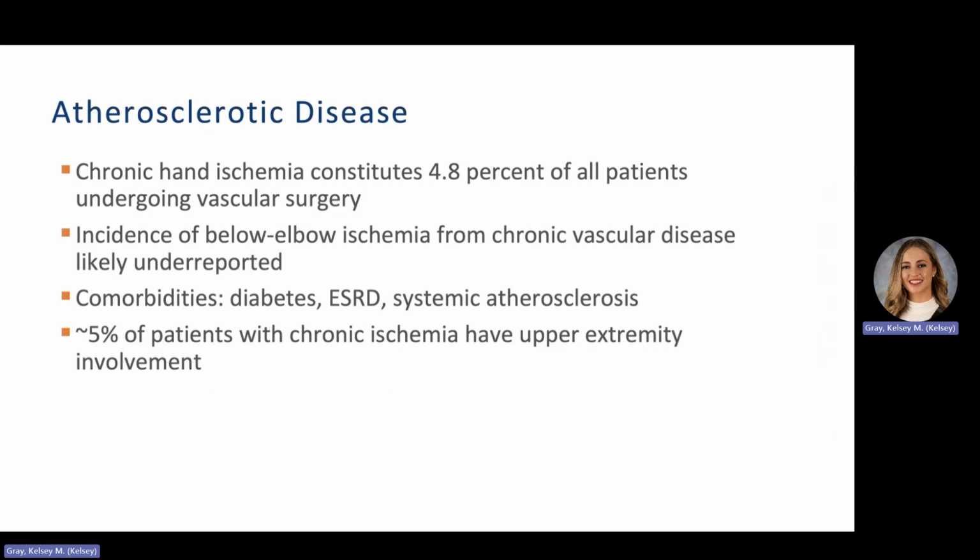Atherosclerotic disease can present with chronic hand ischemia in up to 5% of all patients undergoing vascular surgery. The incidence of below elbow ischemia from chronic vascular disease is likely underreported, especially considering the increased prevalence of comorbidities associated with this, such as diabetes, end-stage renal disease, and systemic atherosclerosis. Around 5% of patients with chronic ischemia have upper extremity involvement.